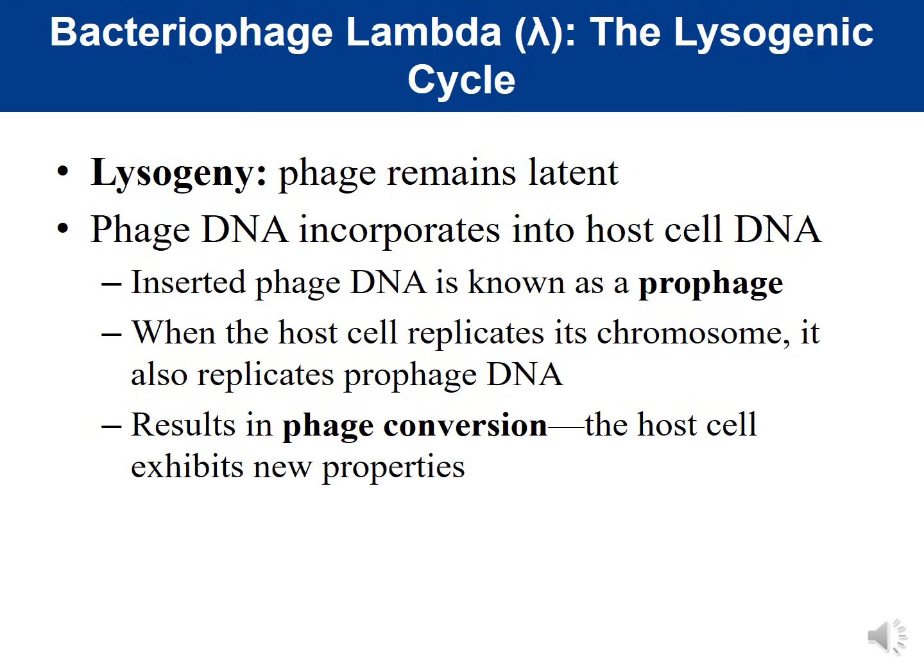And so what happens in the lysogenic cycle is that the phage DNA actually incorporates into the host cell DNA. And this inserted phage DNA is then known as prophage. When the host cell replicates its own chromosome, it also replicates the prophage DNA. And this then results in something called phage conversion. The host cell exhibits new properties.